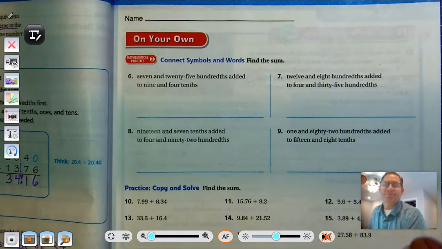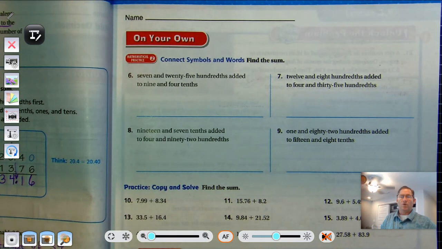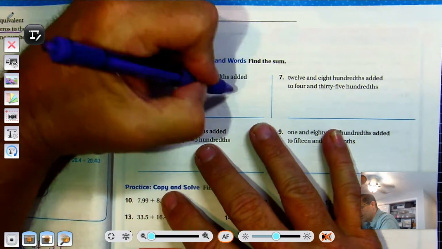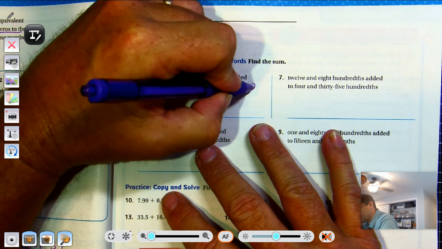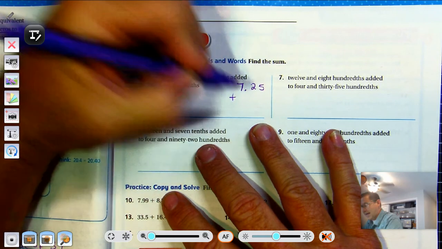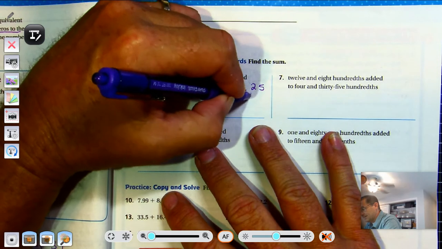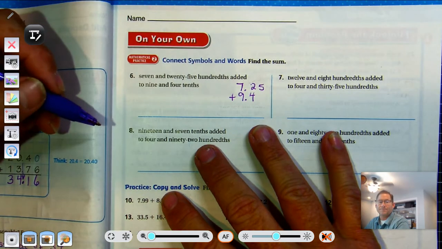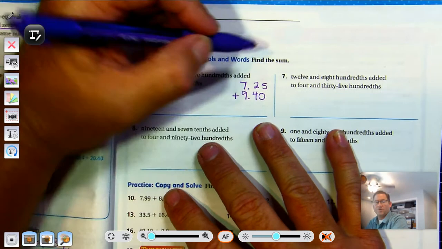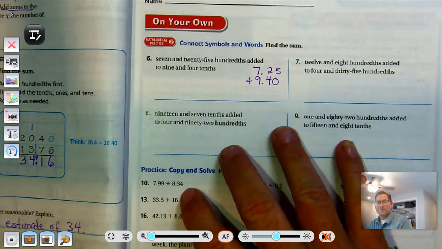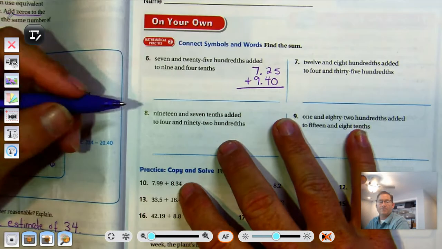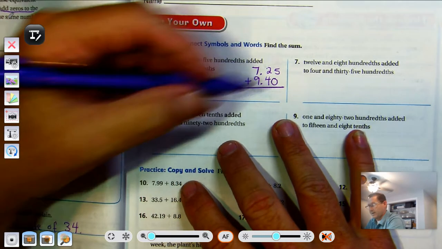Okay, number 6. Connect symbols and words, find the sum. 7 and 25 hundredths added to 9 and 4 tenths. Okay, we can put a 0 after so we have the same number of place value digits. All right, just add that together now.